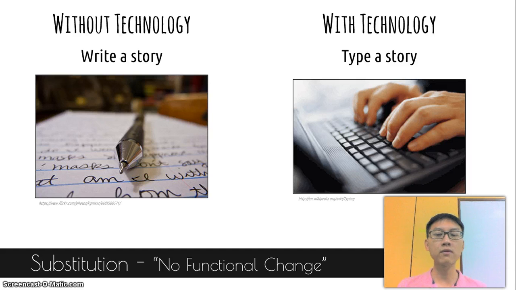Now, in the substitution level, there is no functional change to the activity. They are still writing a story. But instead of writing a story, we will use Microsoft Word or Google Docs or whatever to type a story. So it's still essentially the same task, but instead of writing, they are now typing it. So that is the first level, where we use technology to substitute the learning experience.